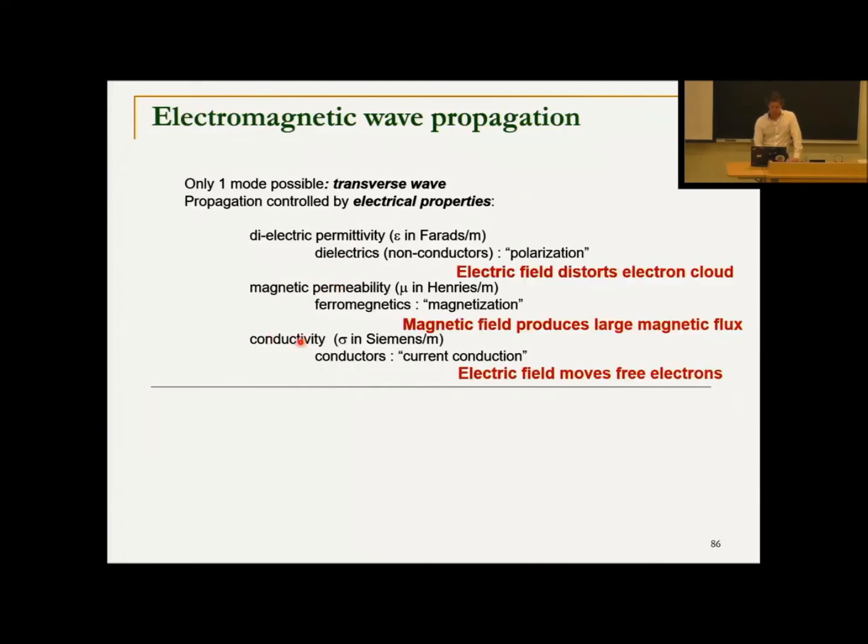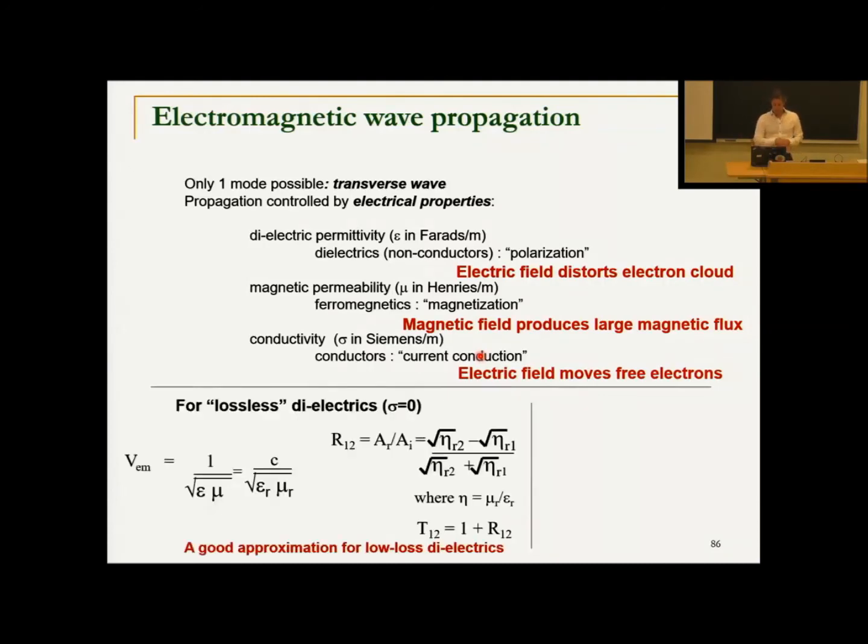Now, the permittivity shows how bound electrons are distorted in the field. Magnetic permeability shows how a magnetic field produces magnetic flux. And conductivity is related to the electric field, related to the movement of free electrons. So these are all different electric properties, but all of them combine to control the wave propagation.